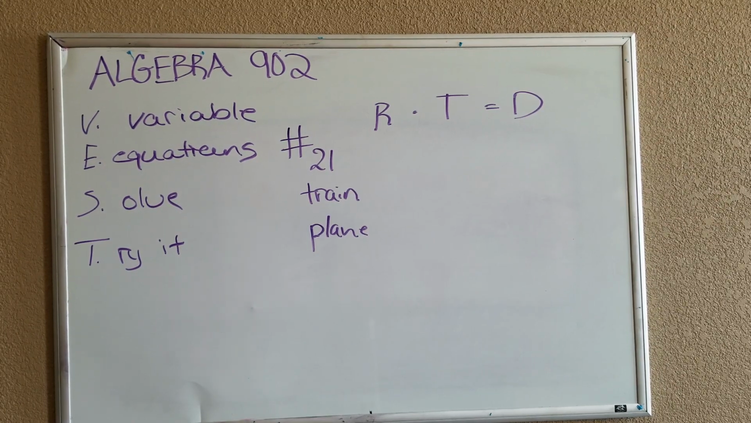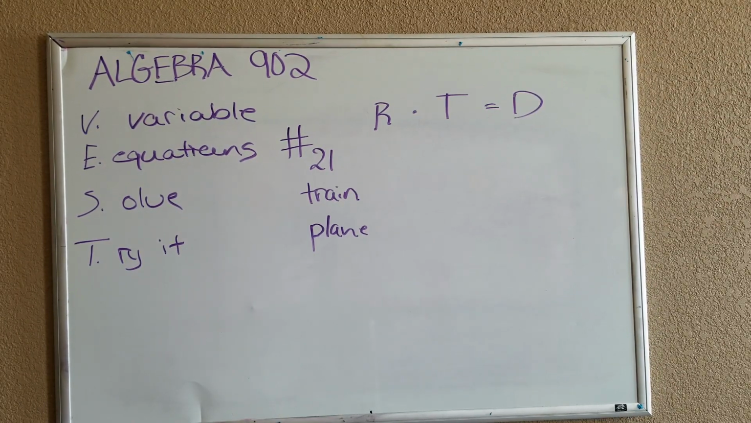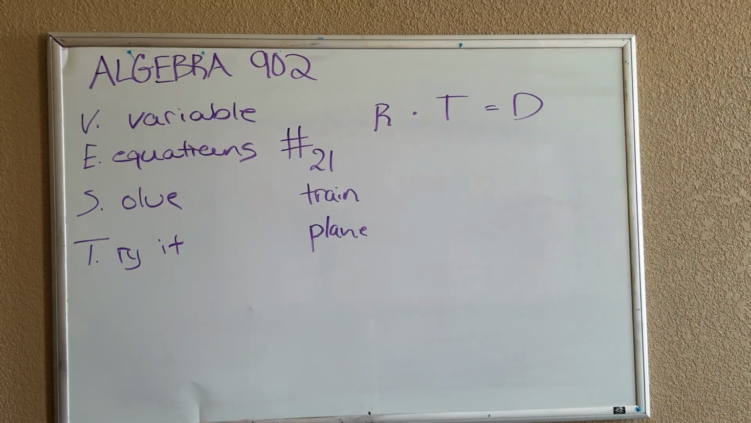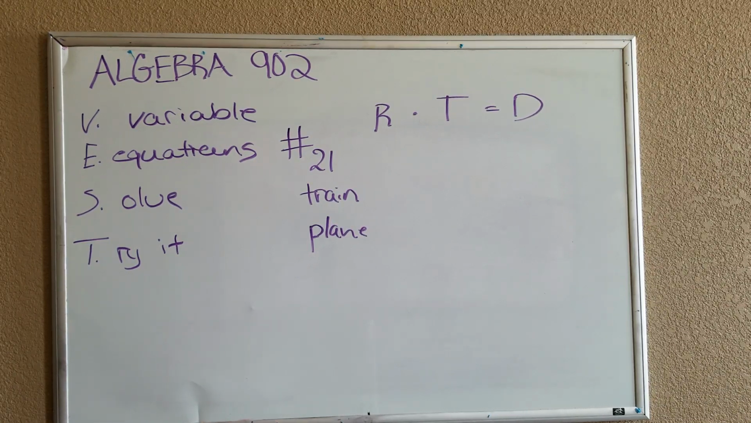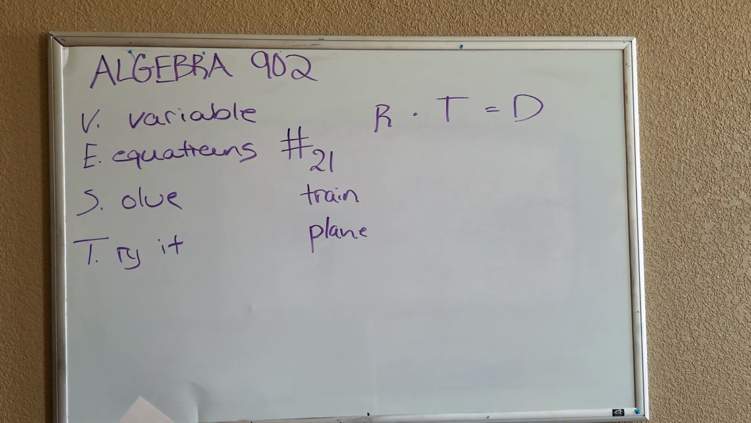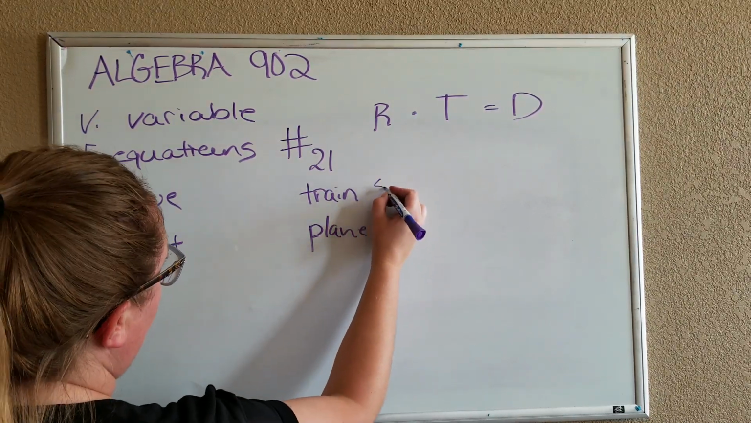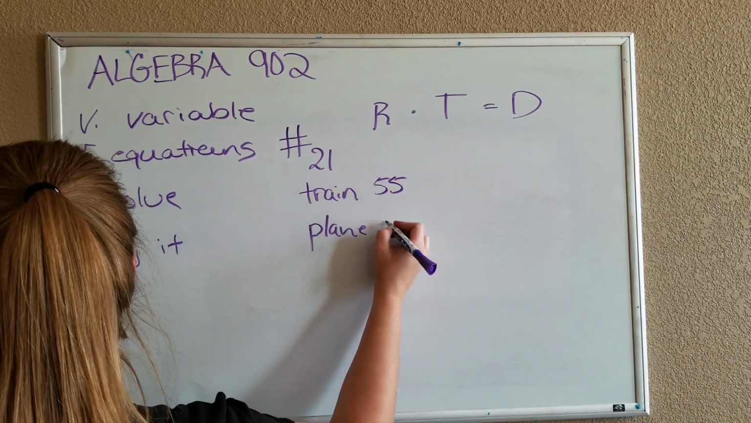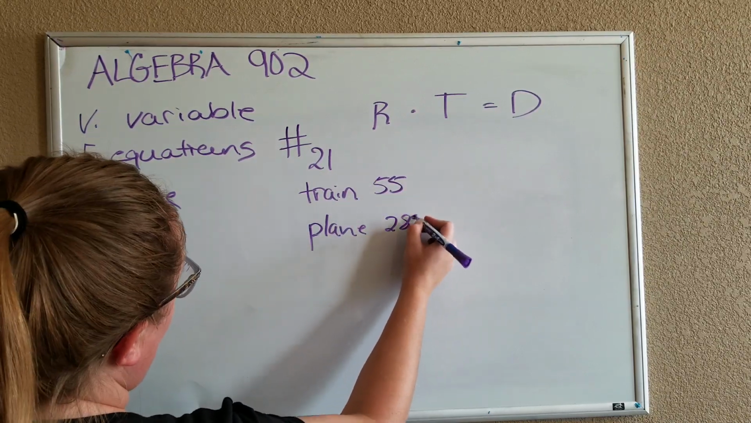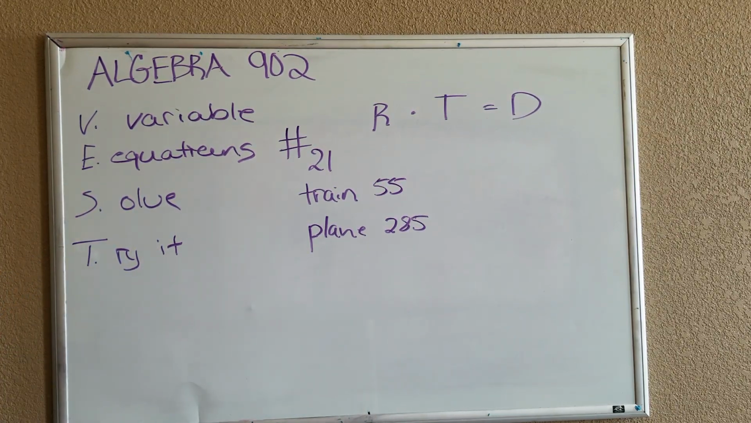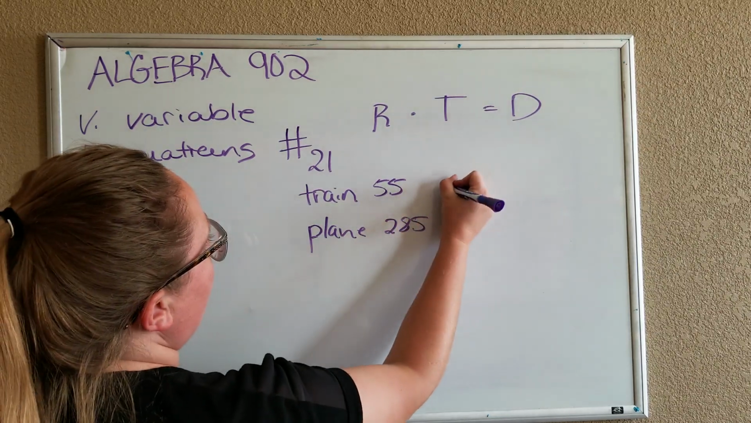All right, number 21 is actually a distance problem. It says Tom took a trip of 1,360 miles. He traveled by train at 55 miles an hour, and the same number of hours by plane at 285 miles an hour. So how many hours did the trip take? All right, so we know the rate of the train and the plane: the train went at 55 miles an hour and the plane traveled at 285 miles an hour. Now what we know about the time is that it took the same number of hours. So we can just call them both X.